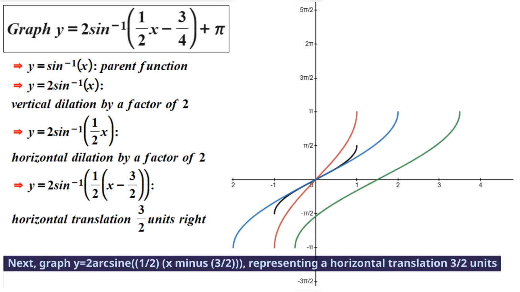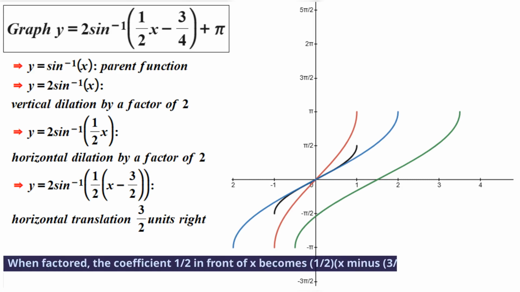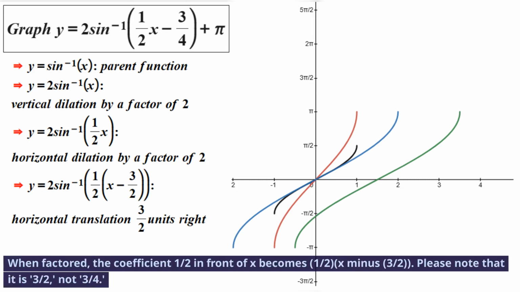Next, graph y equals 2 arcsin(1/2 (x minus 3/2)), representing a horizontal translation 3/2 units to the right. When factored, the coefficient 1/2 in front of x becomes 1/2 times (x minus 3/2). Please note that it is 3/2, not 3/4.